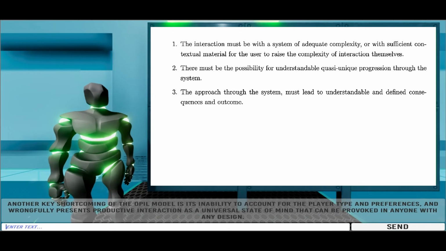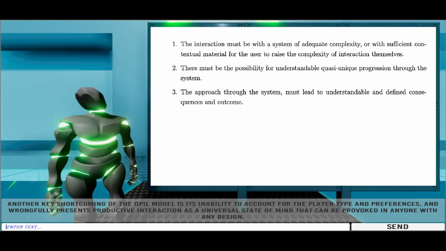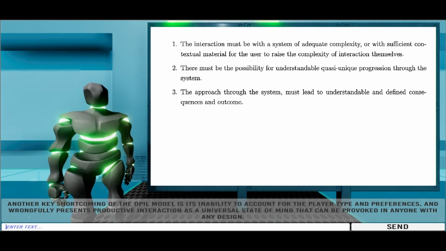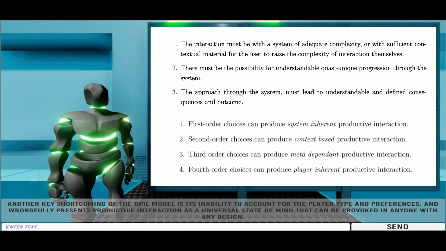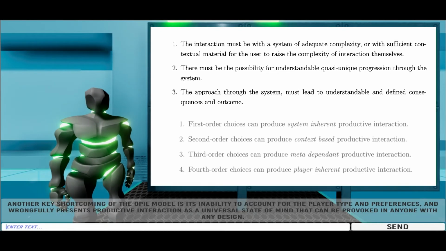Another key shortcoming of the OPIL model is its inability to account for the player type and preferences, and wrongfully presents productive interaction as a universal state of mind that can be provoked in anyone with any design.